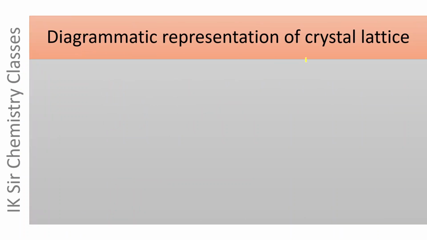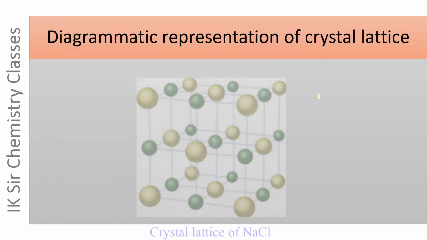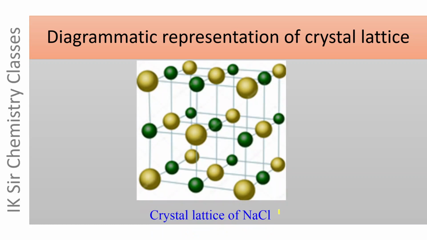Diagrammatic representation of crystal lattice. The crystal lattice of sodium chloride is given here, which consists of Na+ ions and Cl- ions. It is obvious that Na+ and Cl- ions have an ordered or regular arrangement in space in the crystal lattice of sodium chloride.